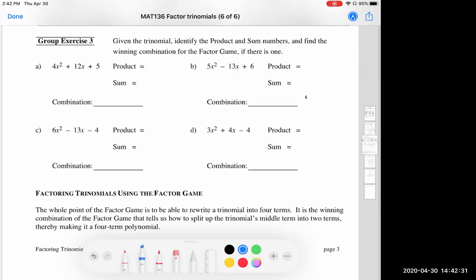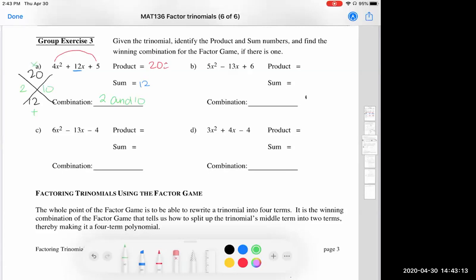All right, so what's our product? Our product comes from 4 times 5. 4 times 5 is 20. Our sum, we want a 12. So we want to think of two numbers when I multiply them to get 20, but when I add them to get 12. 2 and 10, right? 2 times 10 gives me 20, and 2 plus 10 gives me 12. Cool, that works out. Our combination is 2 and 10.